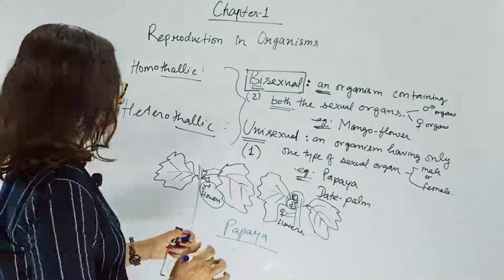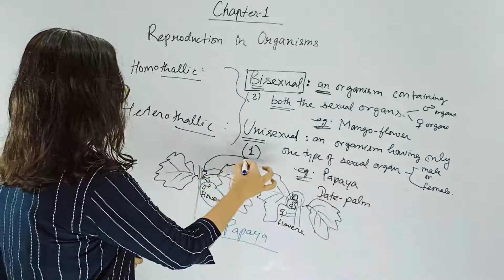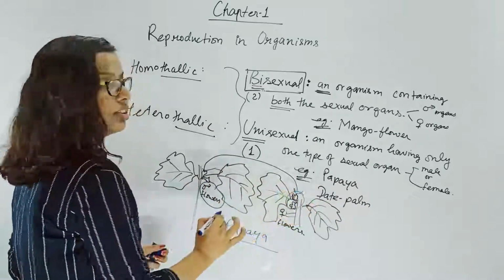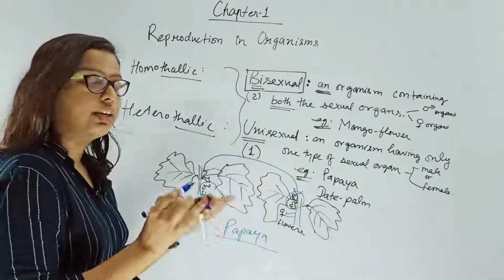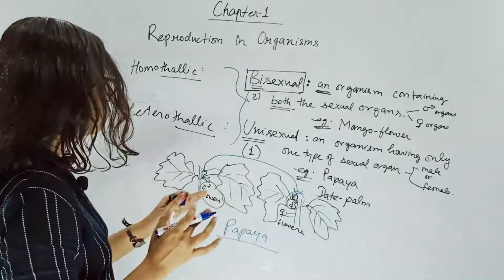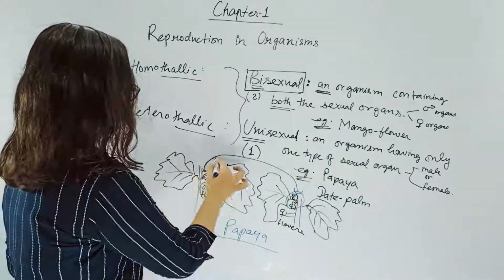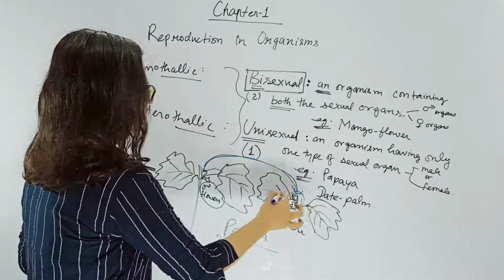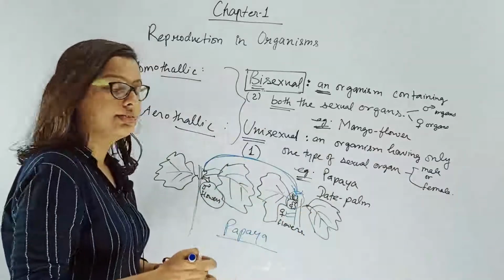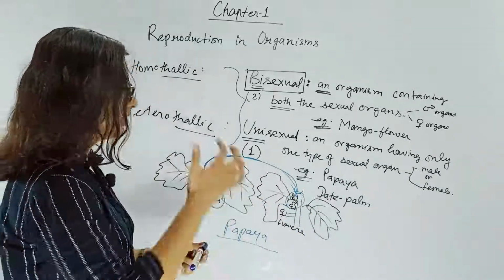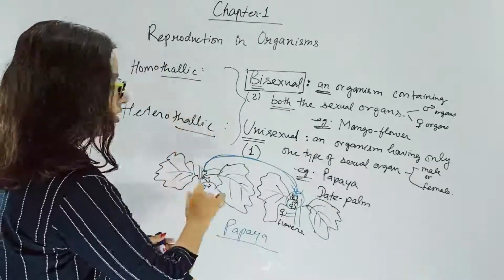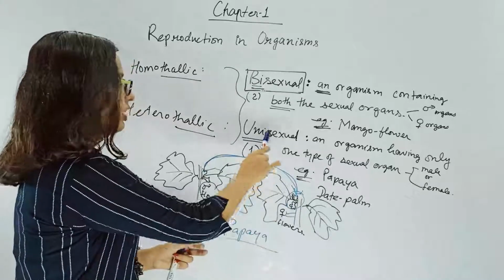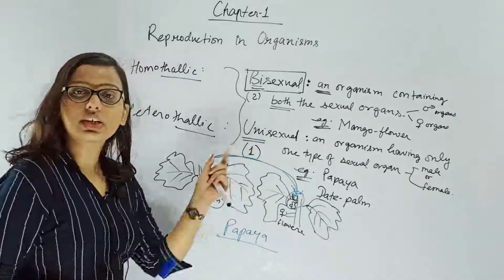Papaya plant. So what happens? The pollen from this will go on this in order to help the fertilization to happen. The pollen from this male plant will go to the female plant. So this way the fertilization happens in case of papaya. And this papaya plant is one example of the unisexual organisms.